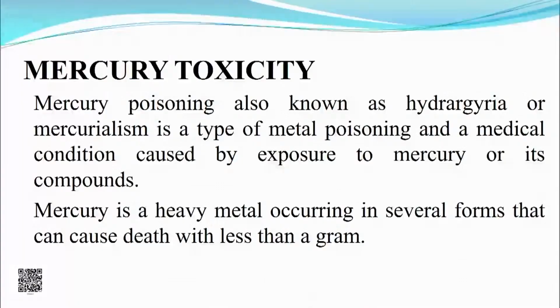Second is mercury toxicity. Mercury poisoning, also known as hydrargyria or mercurism, is a type of metal poisoning and is a medical condition caused by exposure to mercury or its compounds. We know mercury is a heavy metal occurring in various forms that can cause death with less than a gram.